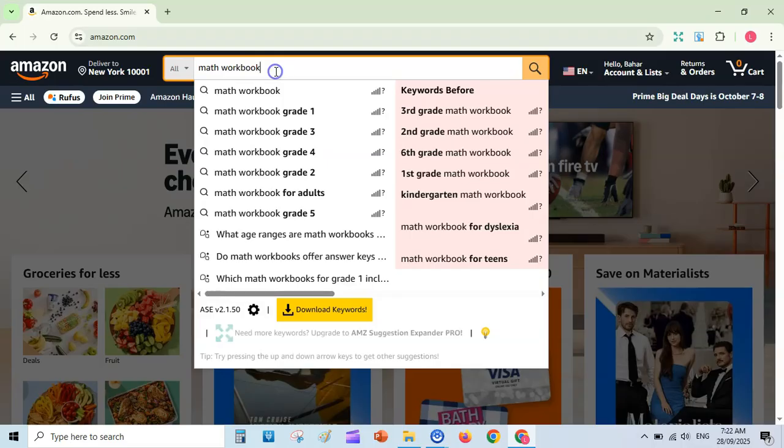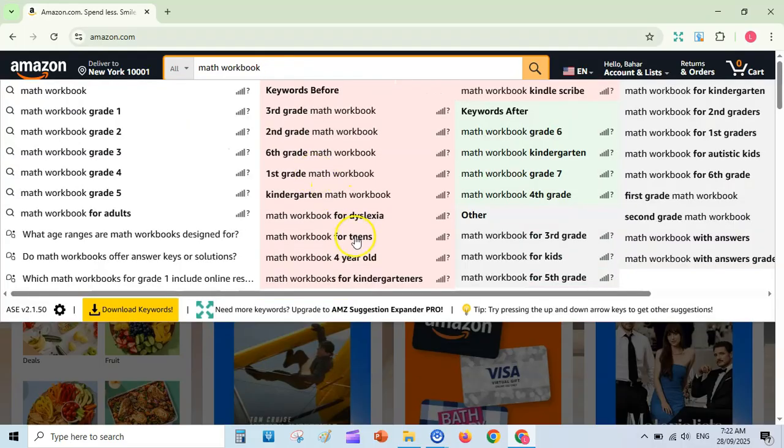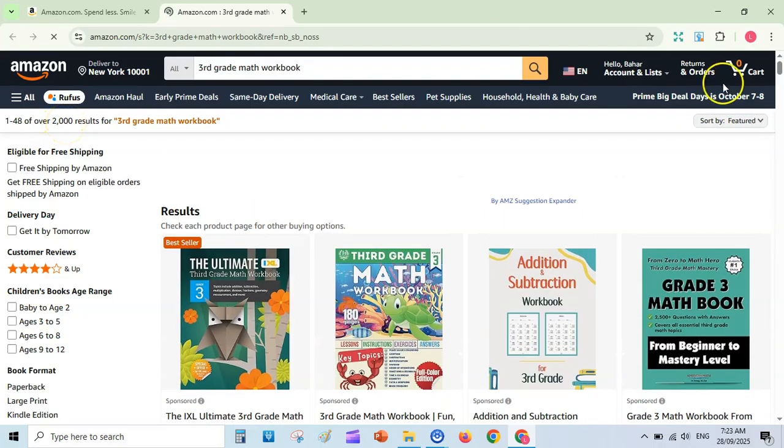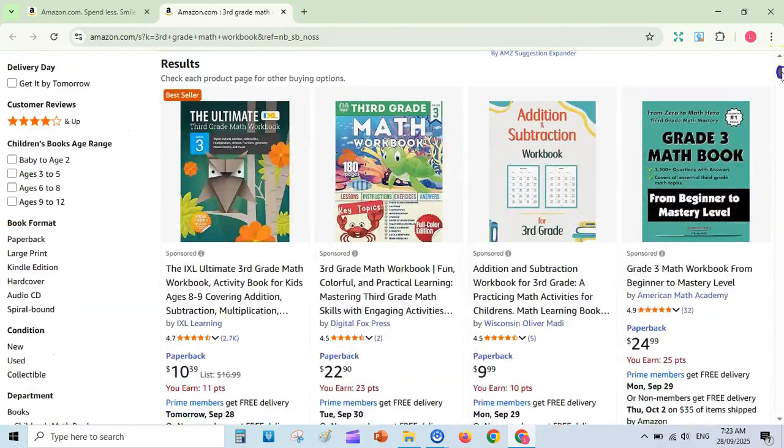Next we go math workbook, and we can see some others like math workbook for teens, math workbooks for kindergartens, 3rd grade, 5th grade, 2nd graders, 1st graders, 3rd grade math workbook. Let's see how it goes. Search results are just over 2000. That's manageable. It means the competition is medium.